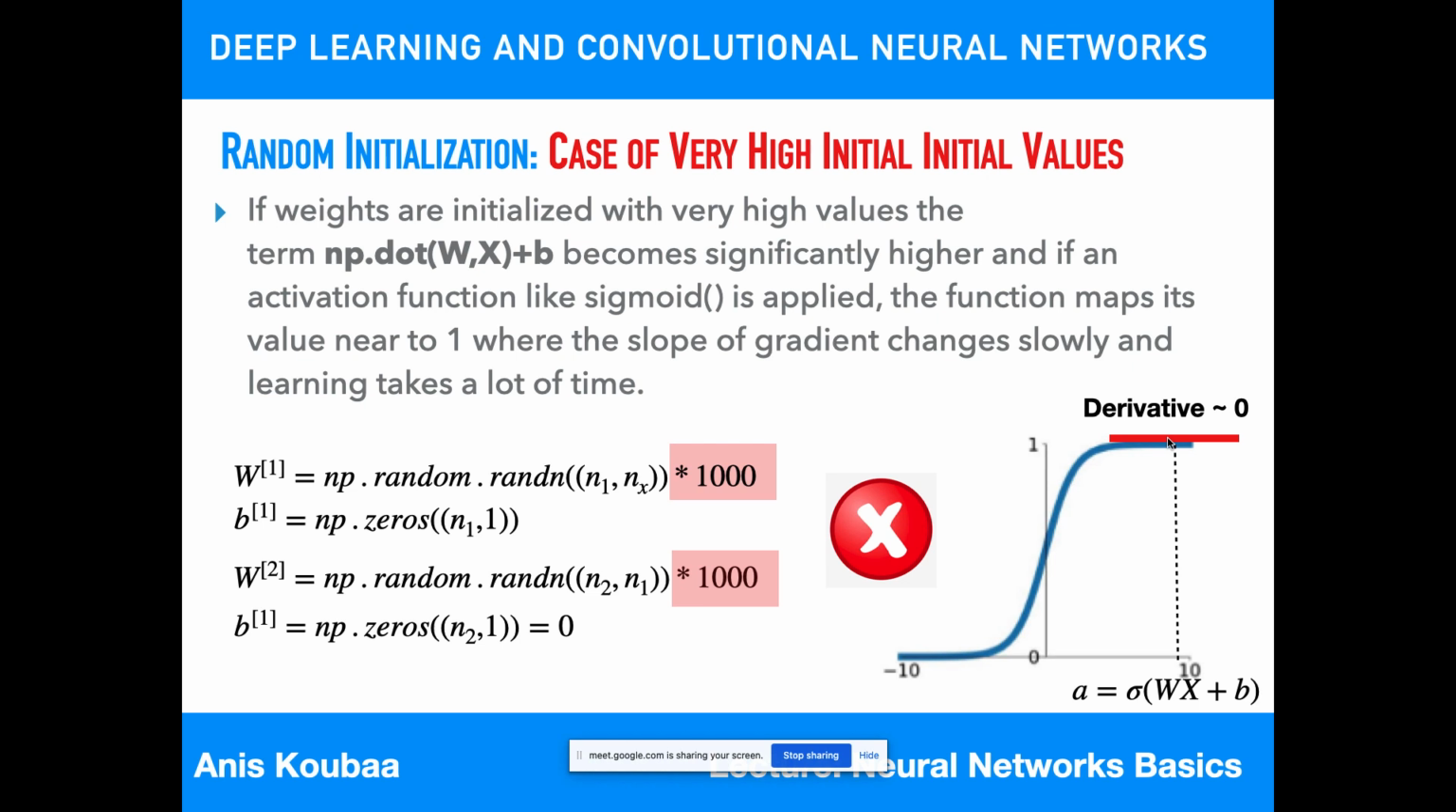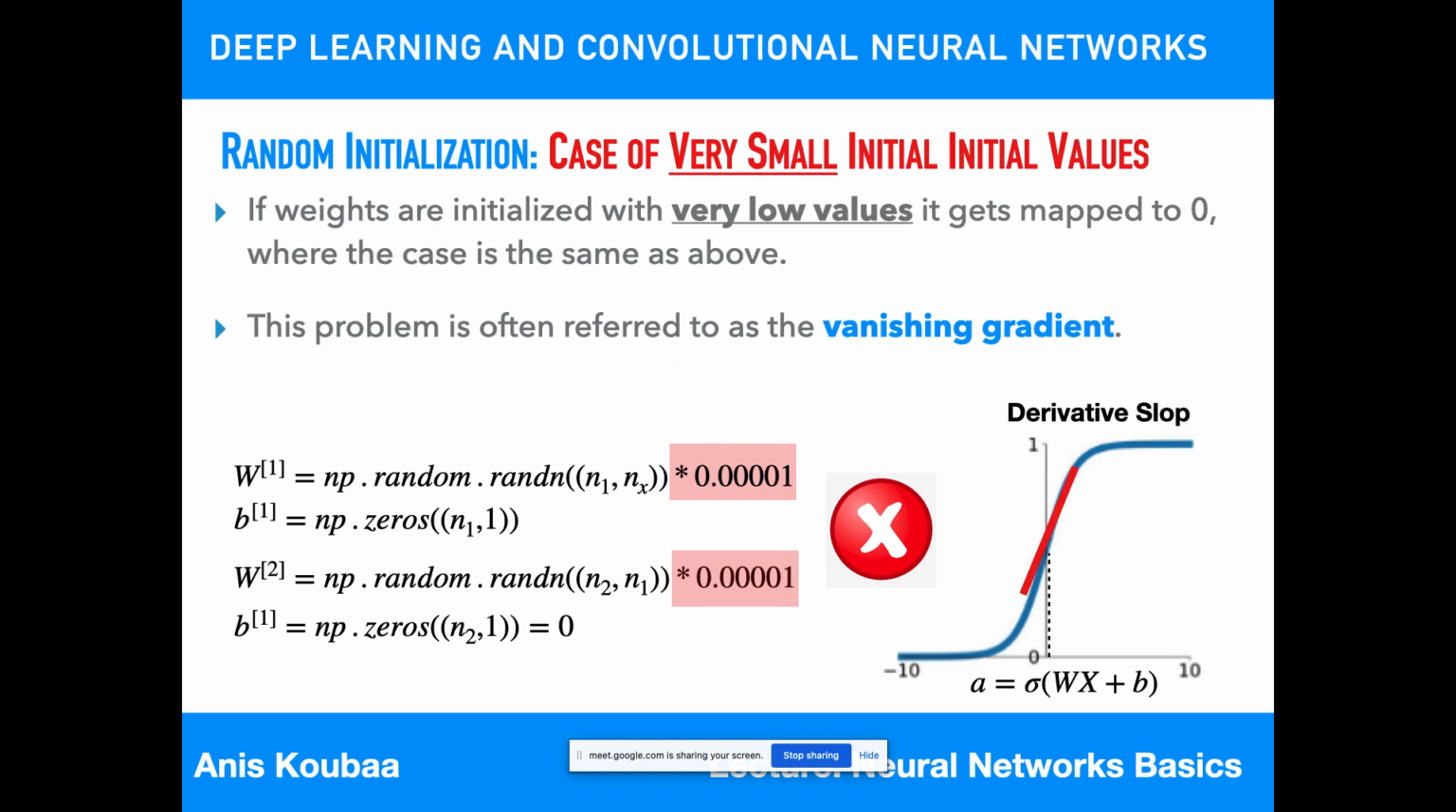So making the random value very high is not a proper way as well. Although the values are random, we also need to control the randomness, the scale, the range of the values that we choose. On the other hand, let's imagine that we choose very small values, like for example, W1 is equal to a random number multiplied by 0.00001. This is also another problem.